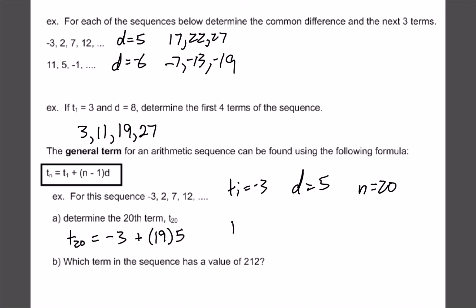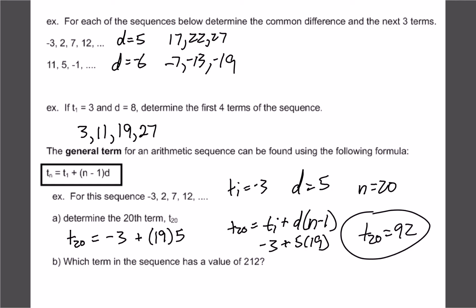Another way you'll see this formula written, and quite often we do it backwards, we write it as T1 plus d times n minus 1, which is the same thing. You can see we'd have -3 plus 5 times 19. And because they're multiplied, it doesn't matter what order they go in. So if we actually solve for this one, we get 92. So that means our 20th term, if we actually were to list out all 20 of these things, the 20th one would be 92.